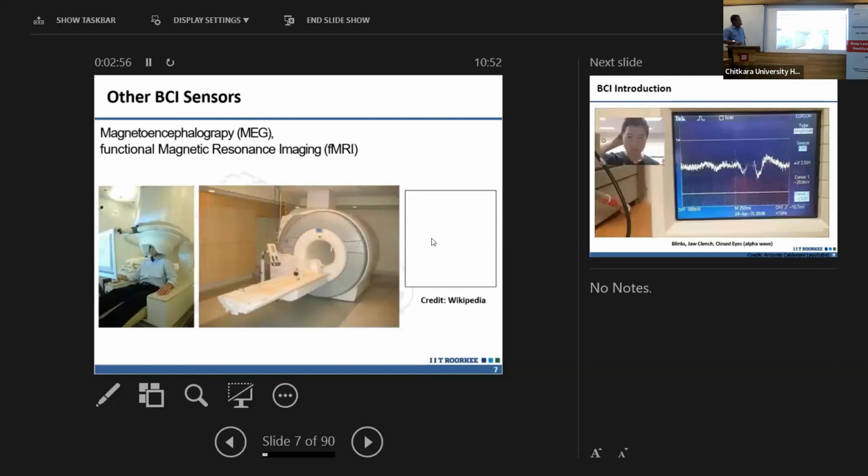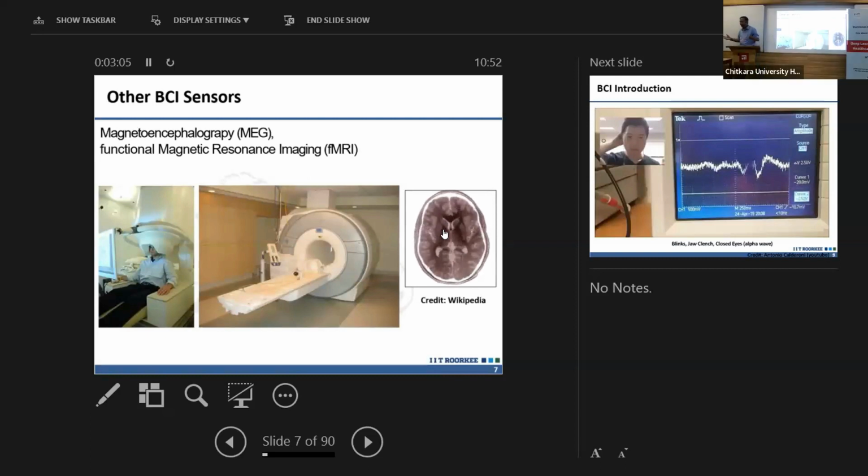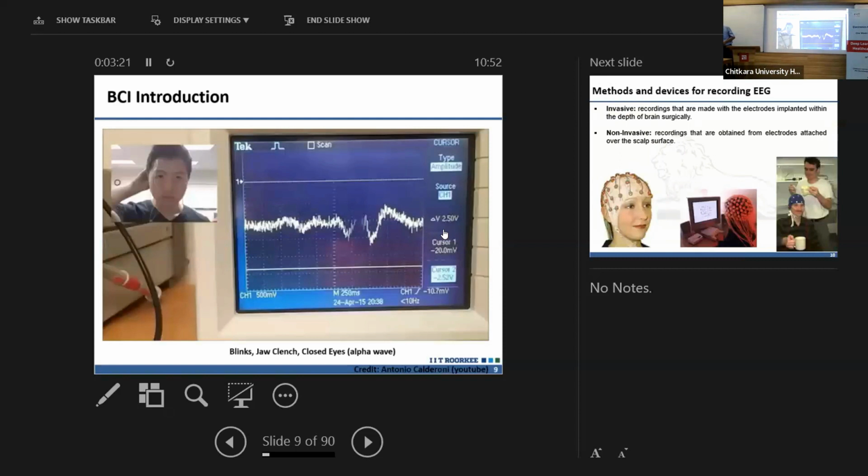You have the MEG and fMRI devices, and in these devices you have videos in XYZ directions, and these videos show the oxygen flow in the brain. Based on that activity, we understand in which part there are some tumors or other problems. Now another BCI video.